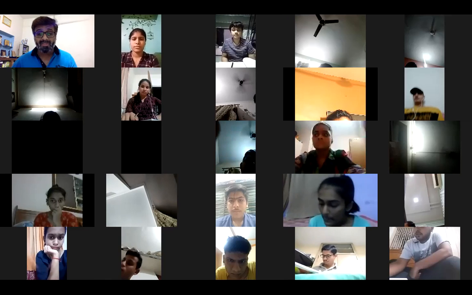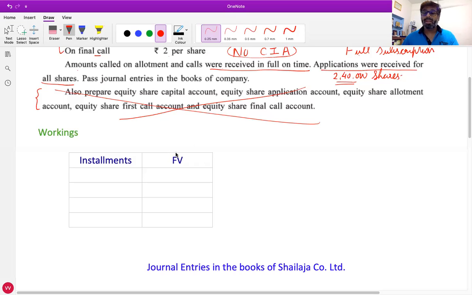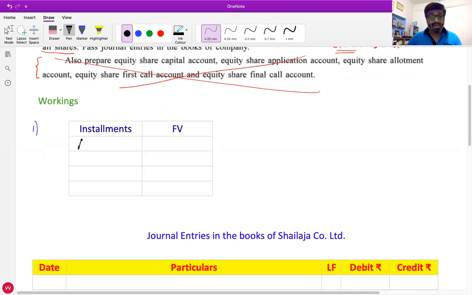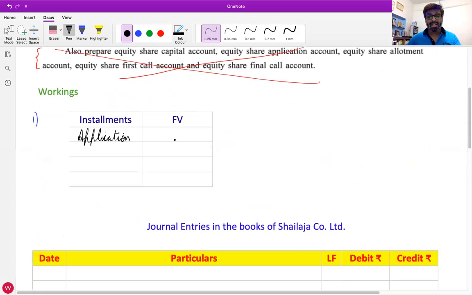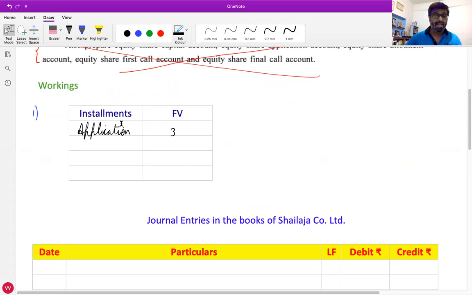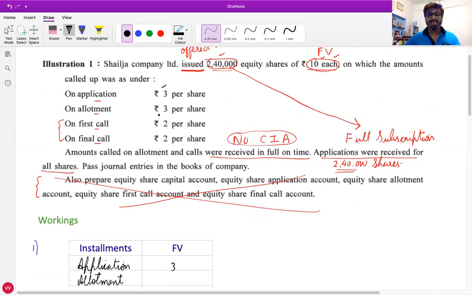Making the workings from the very first question, because workings will be very helpful when we come to the four features questions. So all of you write down working note one and two headings, installments and face value. In that, write down application is 3 rupees. Right now, it's a very simple working. You'll find it useless right now, but when we come to four feature, etc., it will be very helpful. Second installment is allotment. And amount of face value is 3 rupees.